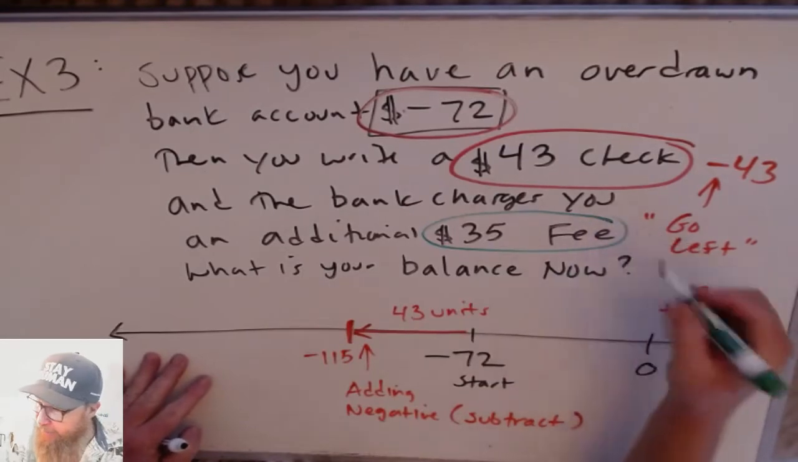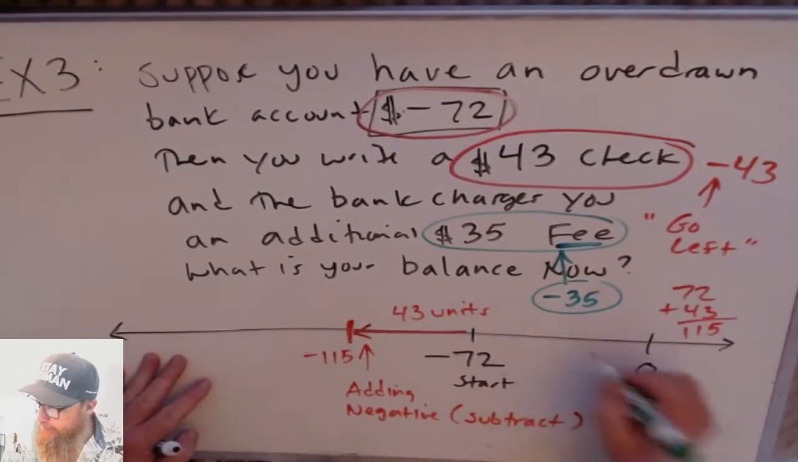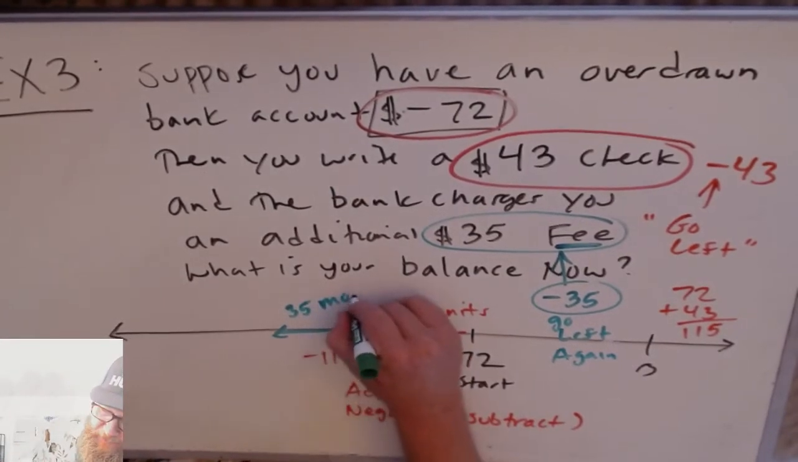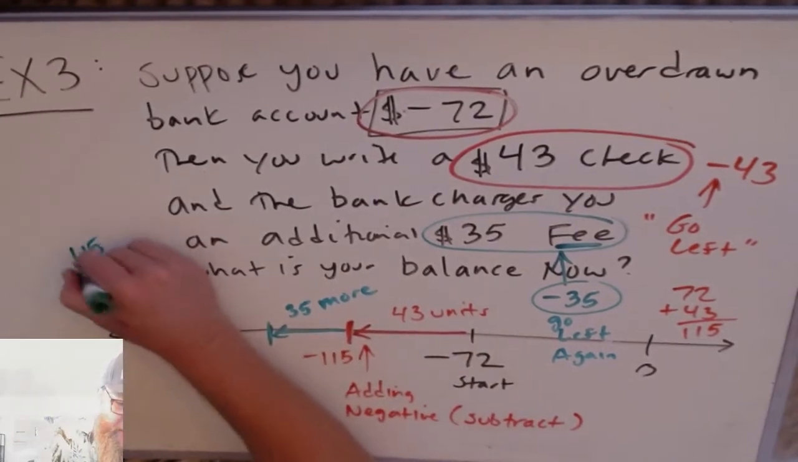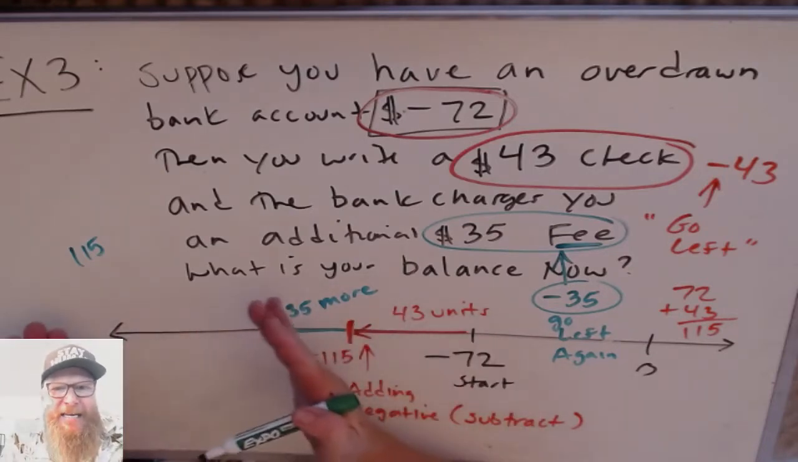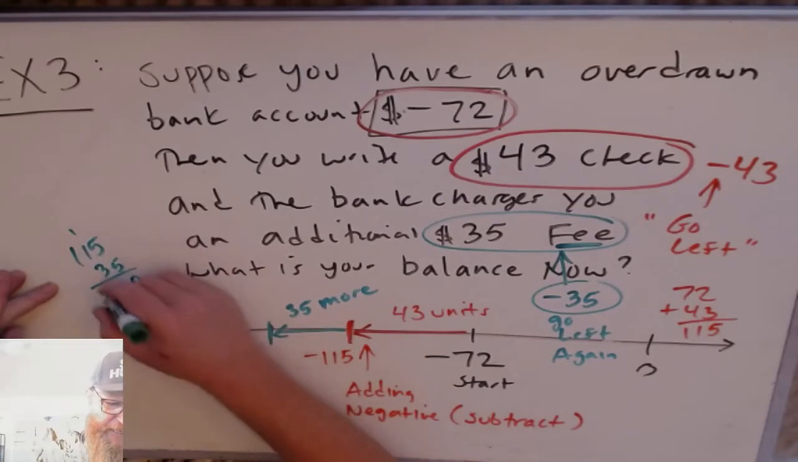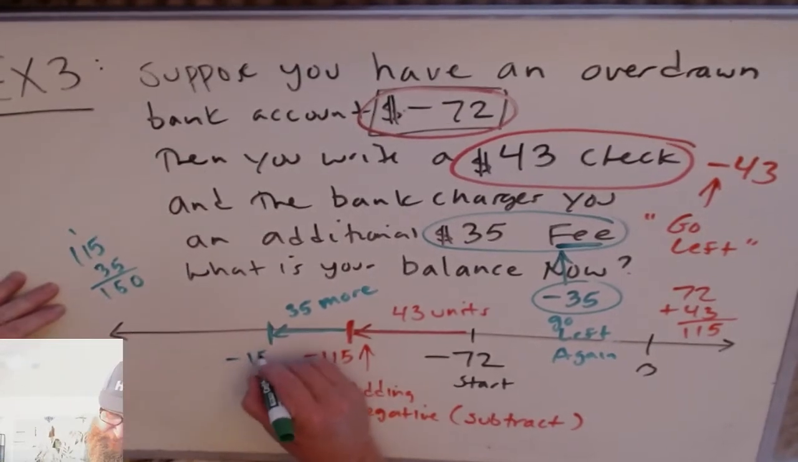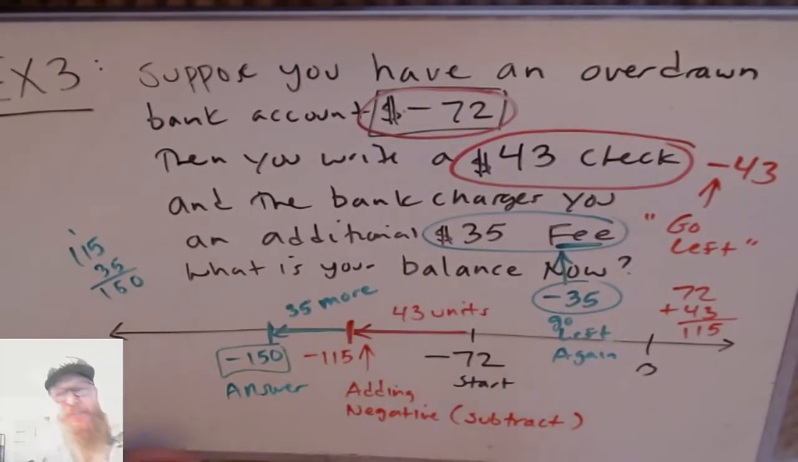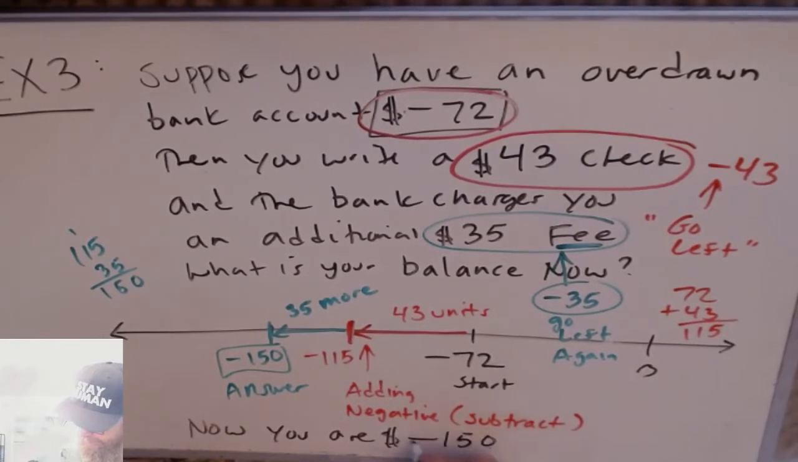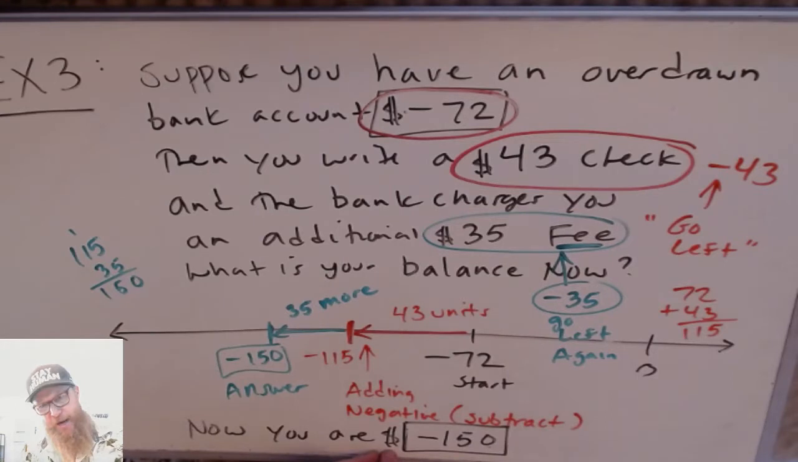And then you have a $35 fee. A fee is also negative. So go left again. You're going to go 35 more units left from negative 115. Again, we're adding negatives. So when you add negatives, you're going to ignore the signs, add 35, and then just make the result negative. So the answer is you are now negative $150. Or we often say dollar sign and then negative 150. It really doesn't matter where you put the negative sign, but this is the way it will look on your assignments: the dollar sign and then the negative 150.